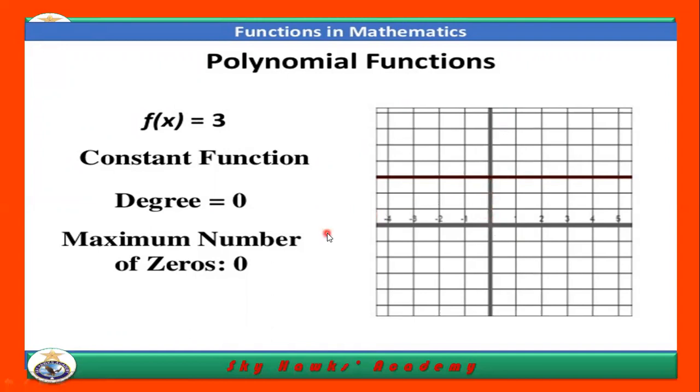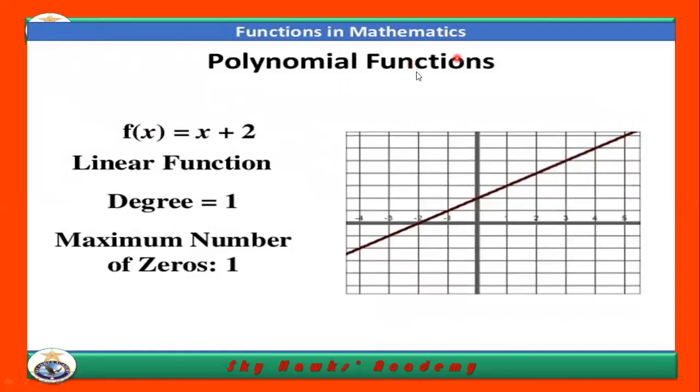Look at this. Similarly, the polynomial function is f(x) equals x plus 2. This is a linear function. Degree is 1 because the exponent of x is 1. Maximum number of zeros is 1 because it will touch the x-axis at only one point. Here x is 0 and here y is 0, so we get zero once over here. That's why the maximum number of zeros is 1.